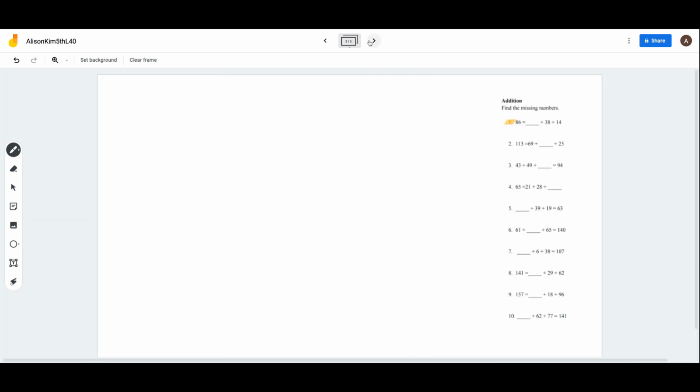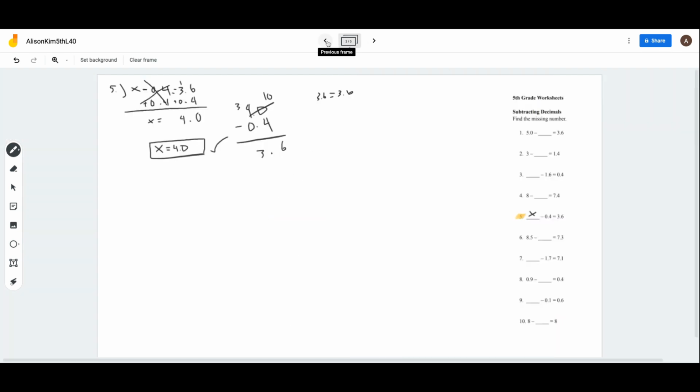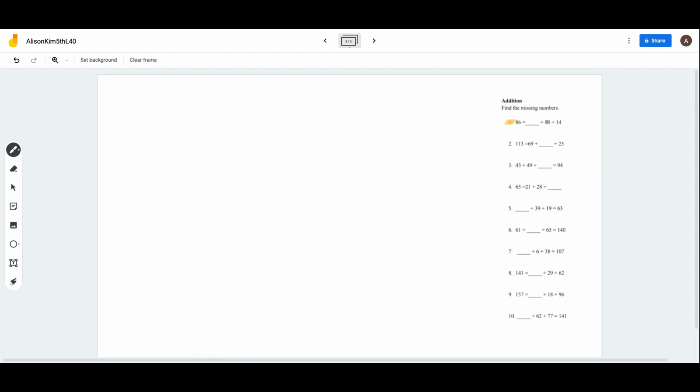Now we're going to be adding. But it's essentially the same thing as what we did in this worksheet for the decimals. So we're going to do number 1 together, and once again, we're going to try to find the missing number, so I'm going to plug in an x as a variable for the missing number. Now I'm going to write down the new equation. So number 1 is 86 equals x plus 38 plus 14.